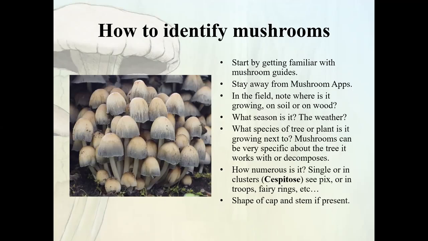Another important thing to note, what season is it? Springtime, is it winter? What's the weather like? Is it really cold, really hot? Is it raining? Is it humid? Another important thing you need to identify is what species of tree or plant it is growing next to. That's really key. We really need to know how to identify trees in order to be a really good citizen mycologist. Mushrooms can be very specific about the tree they work with or decompose.